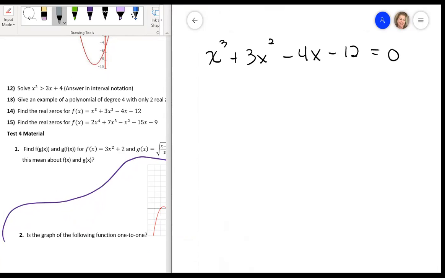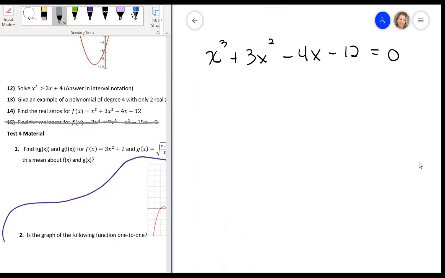And I will tell you right now, I am definitely not going to do a problem like 15 on your test, where you have to use synthetic division and all that crap. I ain't putting it on there. That's right. Yeah. I ain't doing it.